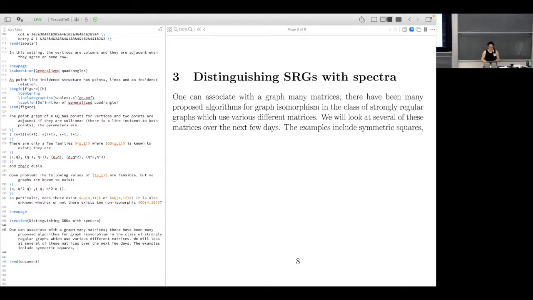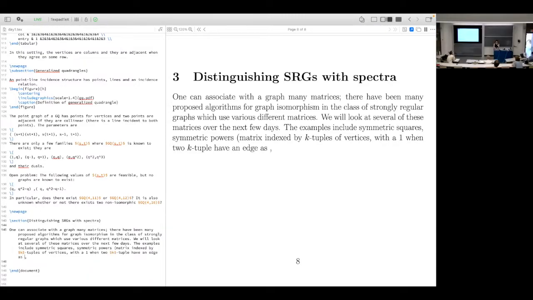This works sort of well, but it doesn't work for strongly regular graphs. It will not distinguish strongly regular graphs. So of course, the next suggestion that people came up with is symmetric powers. Here, the labels of your matrices are k-tuples of vertices. It's a matrix indexed by k-tuples of vertices with a 1 in the corresponding position if two k-tuples have a symmetric difference which is an edge. The symmetric square is the case k equals 2.